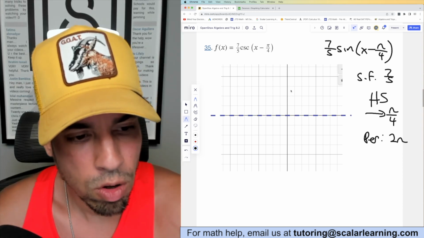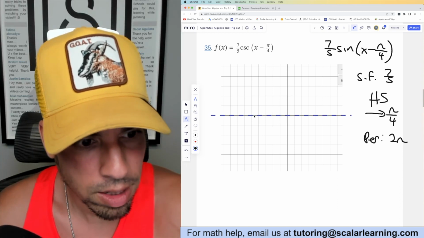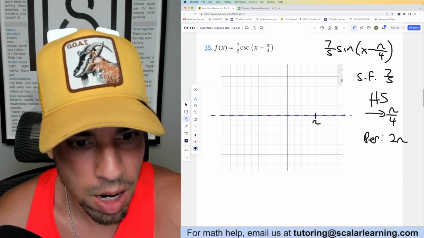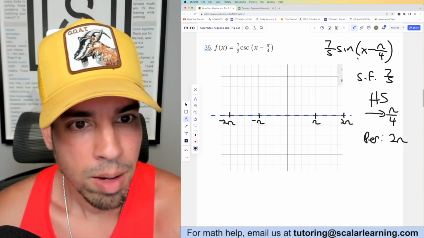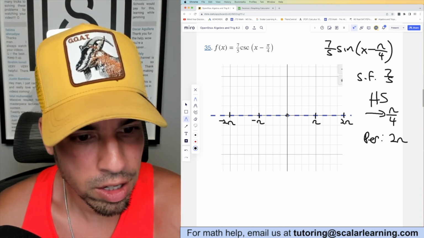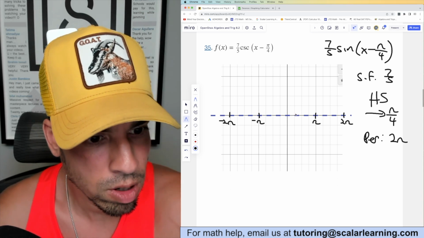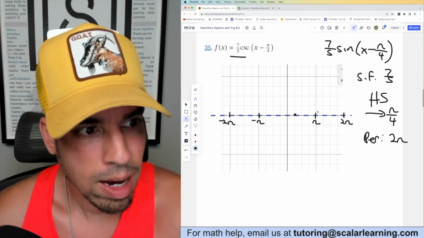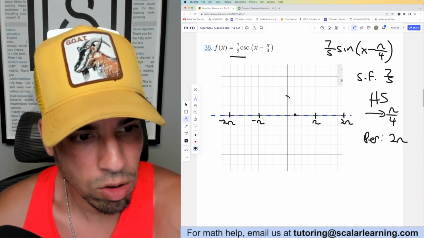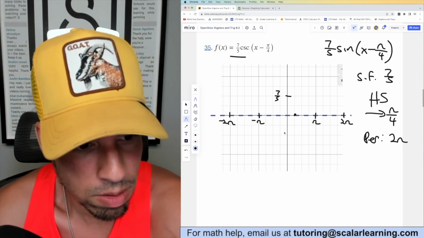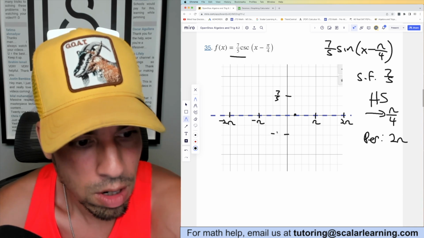So since there's no vertical shift, we have that nice center line or midline right on the x-axis, and then we have a period of 2 pi, so I'll just make this pi, and I'll make this 2 pi. And because it's sine, we're normally starting here, but we've now shifted to the right by pi/4. This distance is pi/4, so now we're starting here. Last but not least, the amplitude is 7/5, and since I can make this whatever scale I want, I can make this 7/5 and make this -7/5, just to make it look nice.